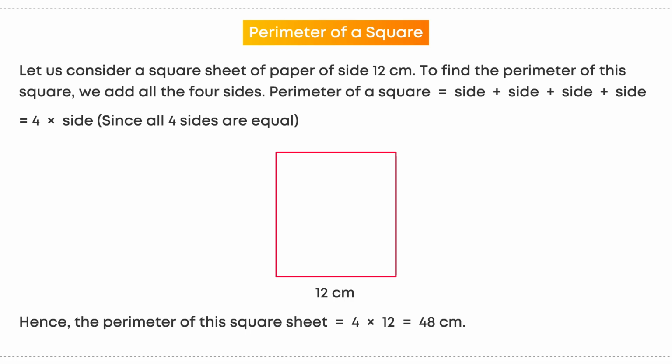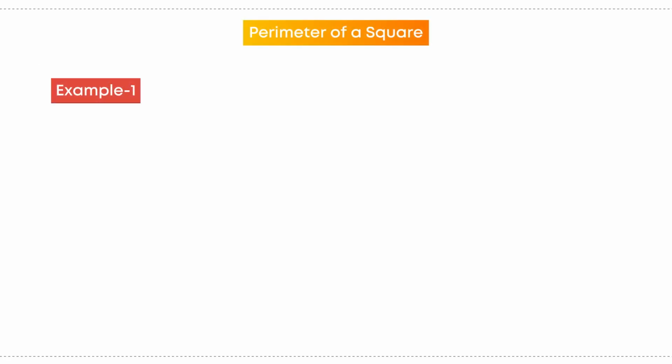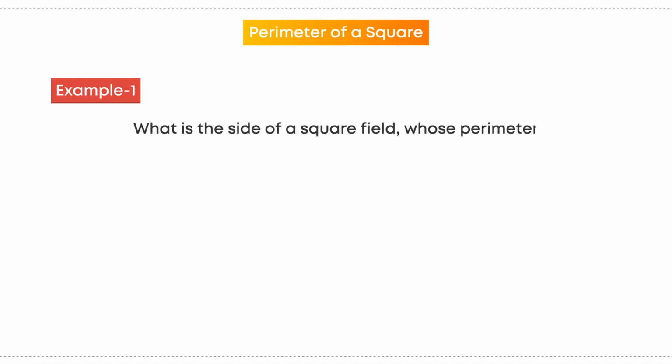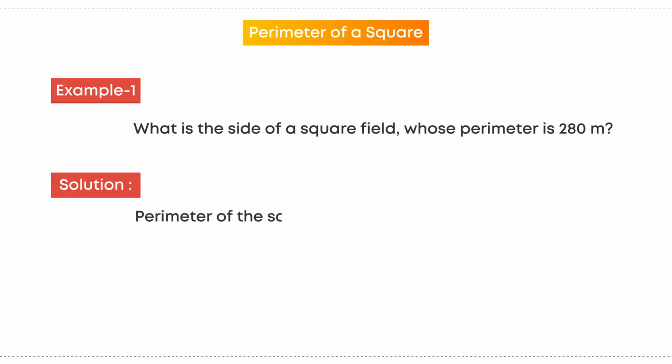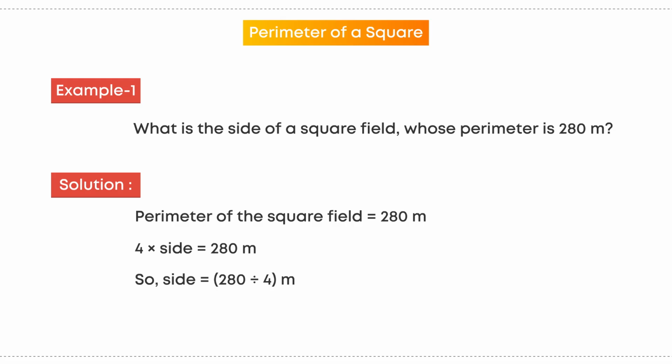Example 1. What is the side of a square field whose perimeter is 280 meters? Solution. Perimeter of the square field is equal to 280 meters. 4 into side is equal to 280 meters. So, side is equal to 280 divided by 4 m, is equal to 70 meters.